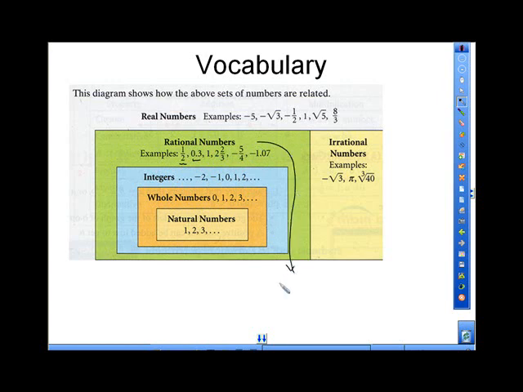One key thing to remember about rational numbers, the decimals, they either terminate, meaning they end. For example, 1.4, that's a terminating decimal because it ends. Or they repeat. Let's say you have a decimal like 0.33 repeating. That's what this bar means right here. It means that the 3 will repeat. So rational numbers, the decimals have to either terminate or repeat.